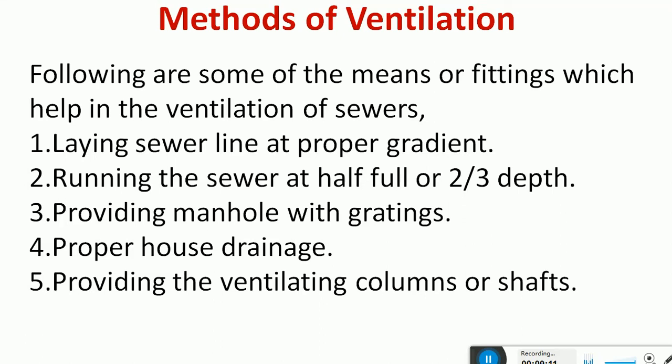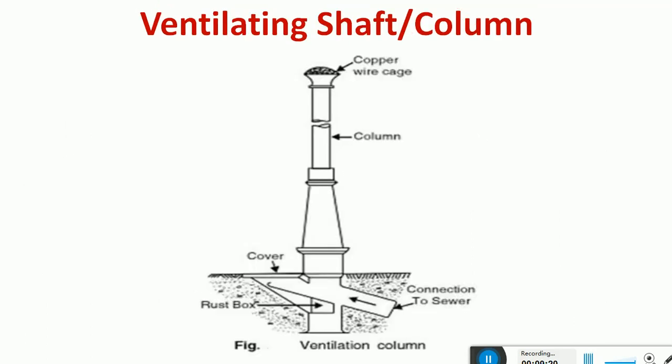And sometimes we have to provide ventilating shafts or ventilating columns. These are common. This ventilating column looks something like this. It is a long column laid along the length of the sewer, connected to the sewer at the bottom below the ground, and we have a cover, and this is the rust box which is provided. These are located along the lines of the sewer, and it has a cowl at the top with a wire gauge, and this serves the purpose of ventilation.